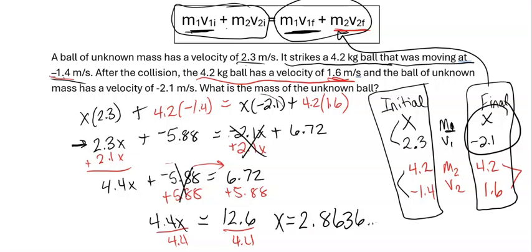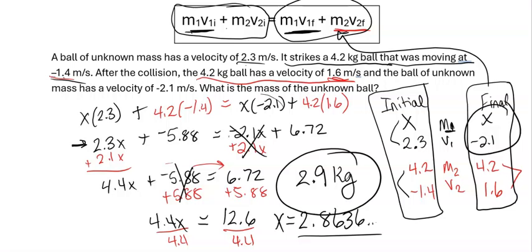Let's check our significant figures. It looks like we have 2 all the way around. So I would record this mass to 2 significant figures as 2.9 kilograms was the mass of the unknown ball.